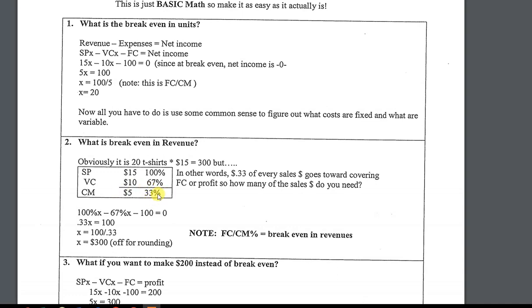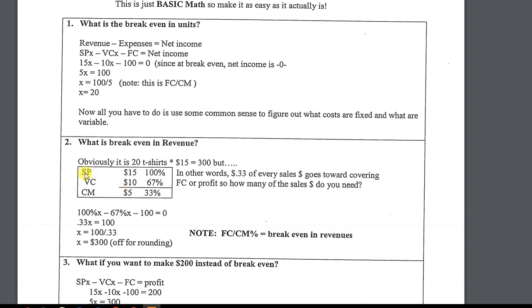Contribution margin percent is probably used more than units, because if I have a store or something, I generally sell more than one item. So my contribution margin from this one is 15 minus 10, so it's 5, but what if I sold socks and pants and hats and different things? I might have a different contribution margin on all of them.